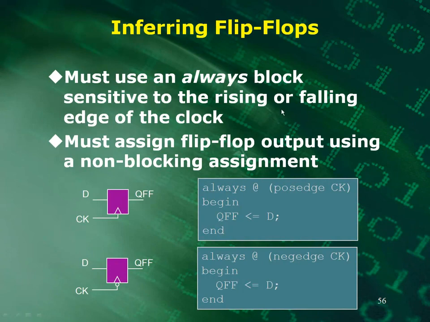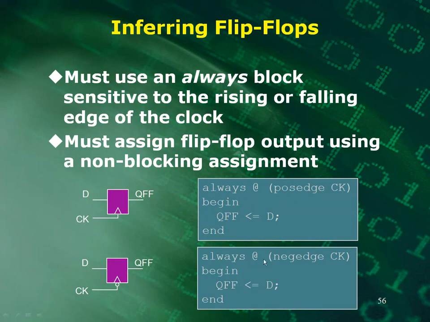Okay, so to do this, you want to be able to infer flip-flops, and the way we infer flip-flops is we use an always block, and it has to be sensitive to the rising or falling edge of the clock. And we must assign flip-flop output using a non-blocking assignment, not the equal, but this notation right here, non-blocking. Okay, and here's our either pos edge clock or neg edge clock. So this type of statement is what describes a flip-flop. So when I say QFF equals D, the QFF is this flip-flop's output.